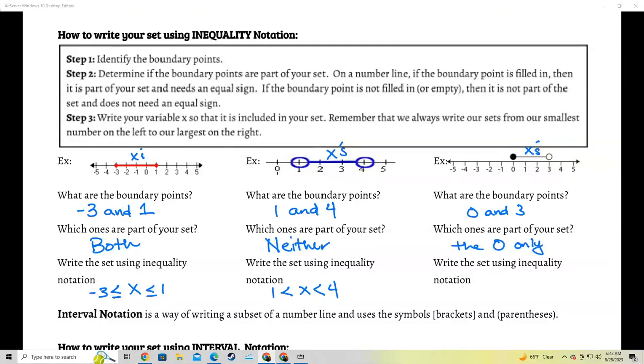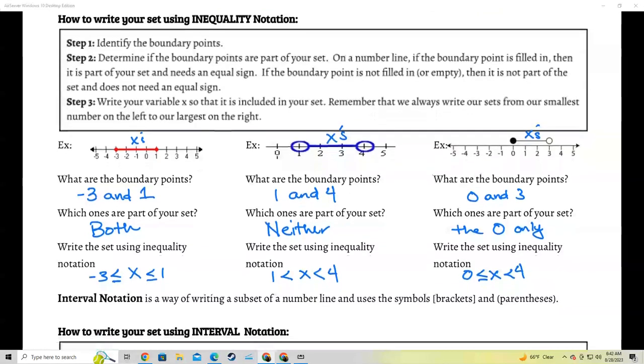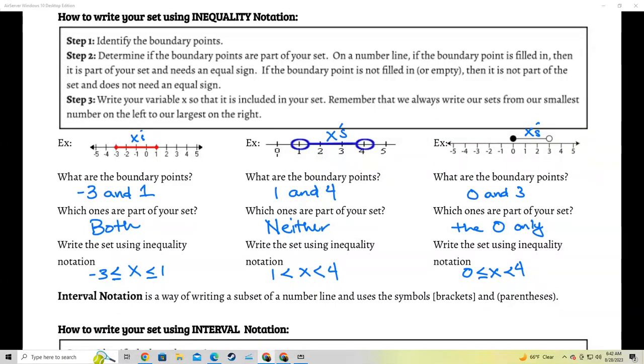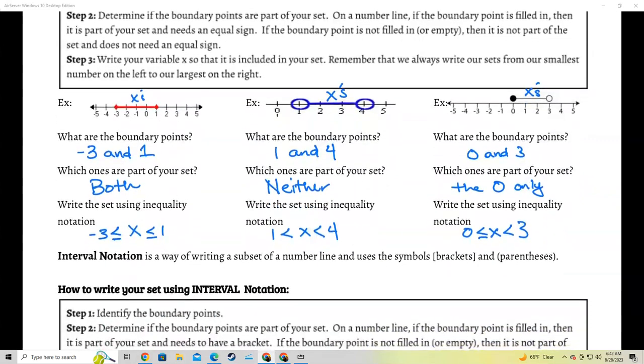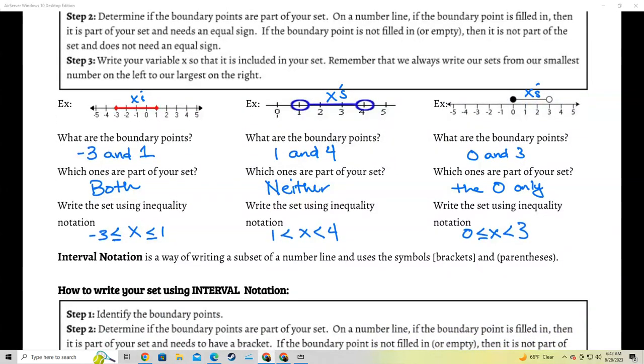That means when I do my 0, I need to put an equal sign underneath. So I'm going to say that 0 is less than or equal to x is less than 4. Notice that my x's are in between the 0 and the 4. X can be 0. X cannot be 4. Whoop, not 4, 3. Sorry. Some of you guys saw that and said, what the heck is going on? Okay. All right, so that's how you use inequality notation.